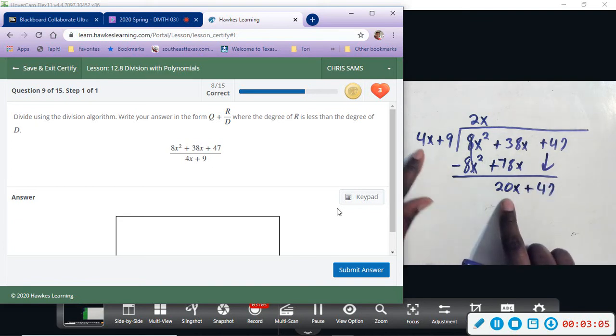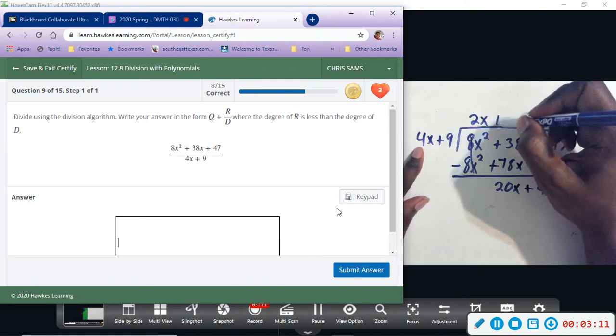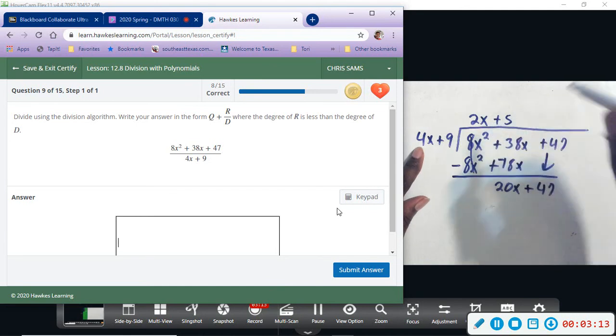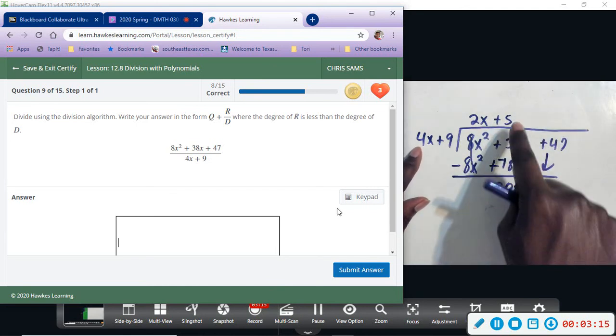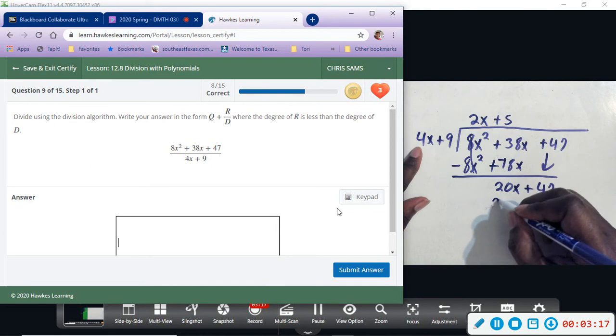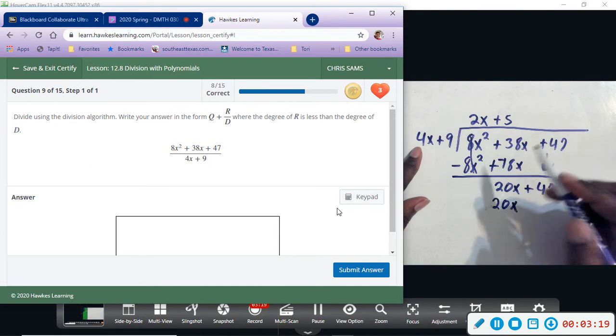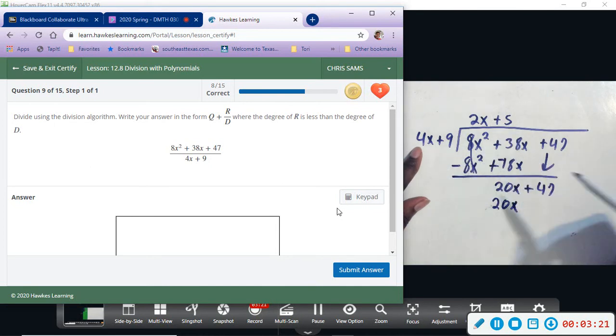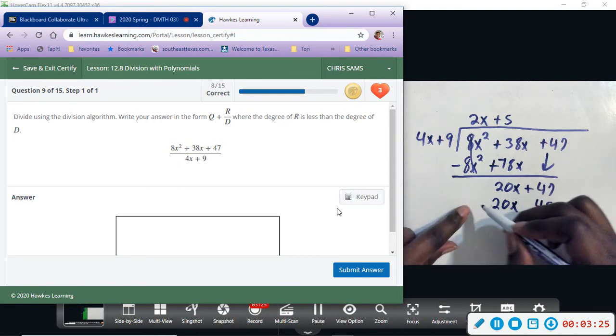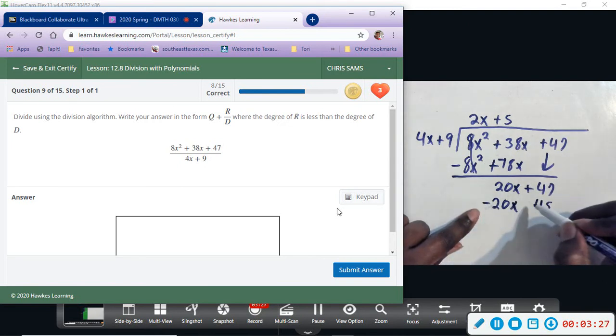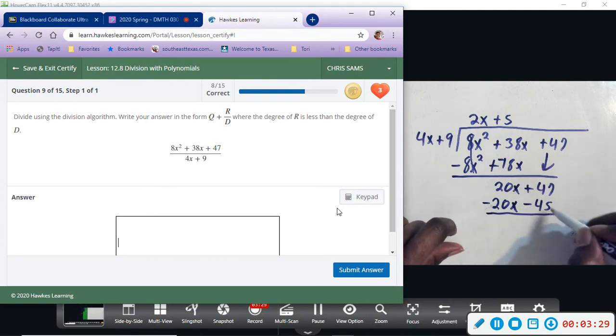Now we want 4x and 20x to be the same, so we've got to multiply by 5 positive. So if we multiply by 5, we get 20x. 9 and 5 give us 45. They're both positive, but change the sign, it will be negative and negative. That will cancel. This will give you a remainder of 2.